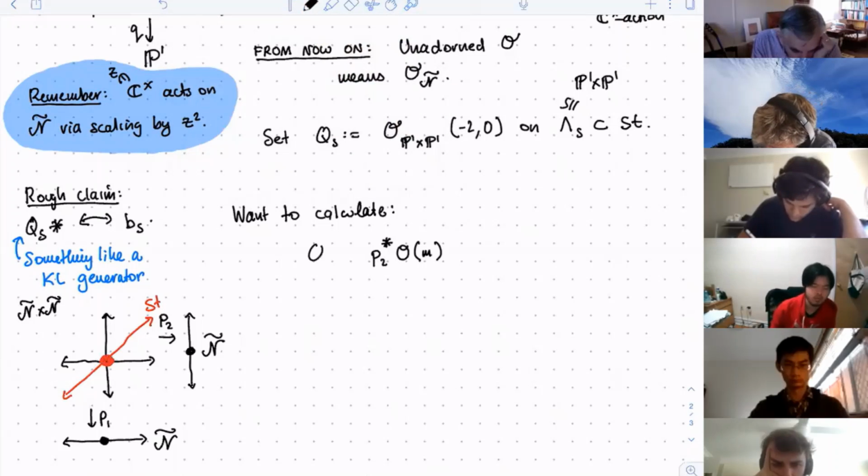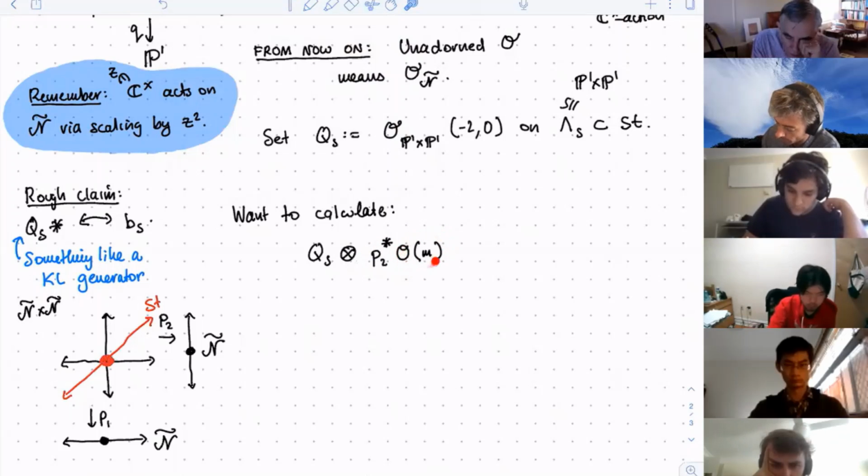So we should take QS tensored with this. Note that we should, in general, be very careful with this tensor product. But this is a vector bundle, even a line bundle. We pull it back; it stays a line bundle. Here we're tensoring with a line bundle, and so we don't really need to worry too much.